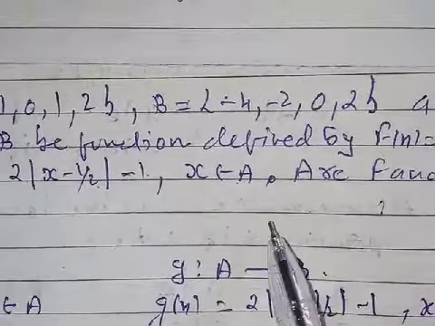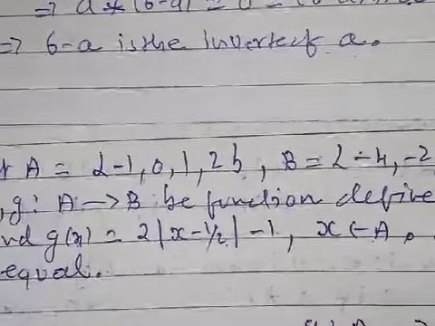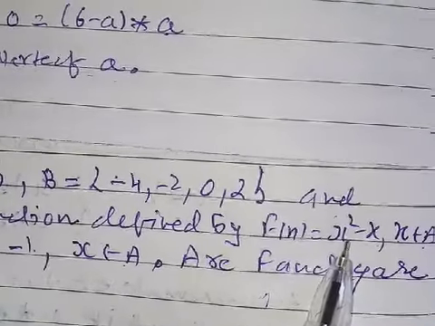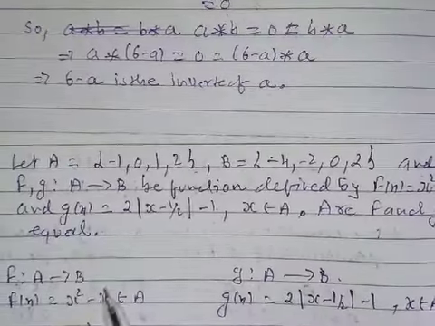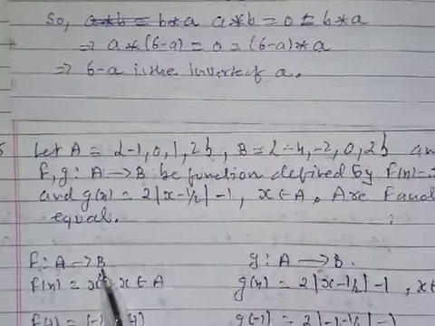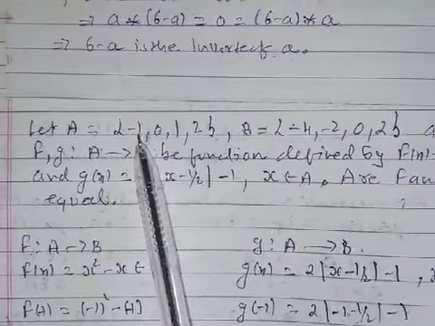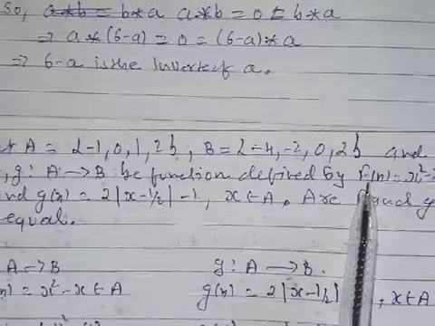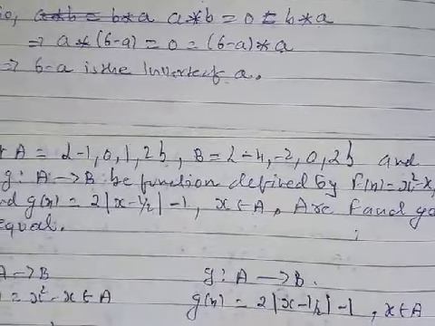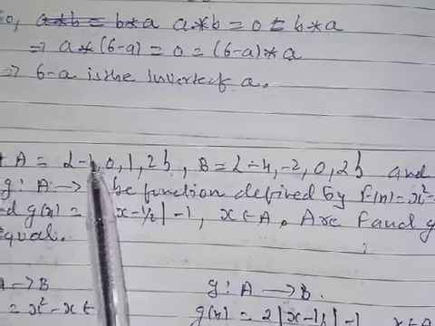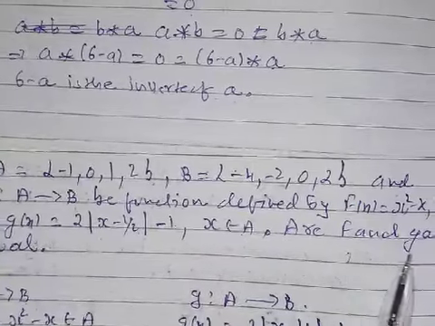When will they be equal? If we substitute each element of A, starting with -1, in f(x) and g(x), the answer should be the same, then they are equal. For each element I should get the same answer, then we can say f and g are equal.